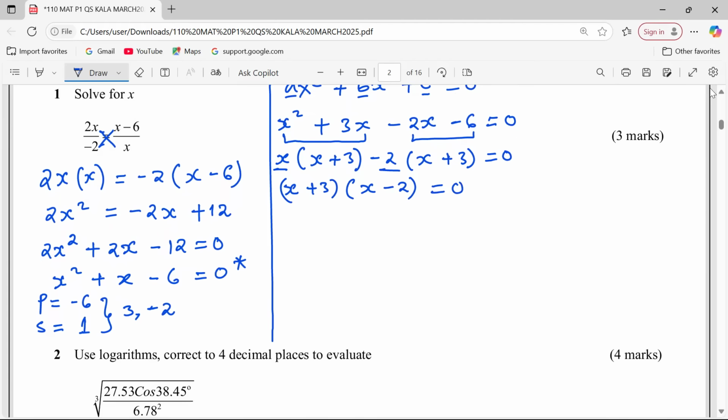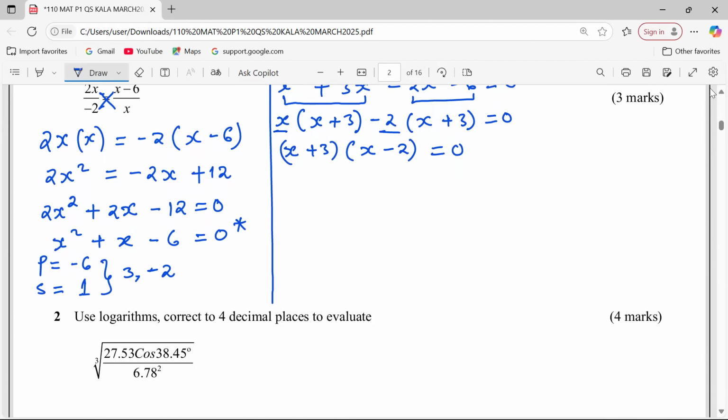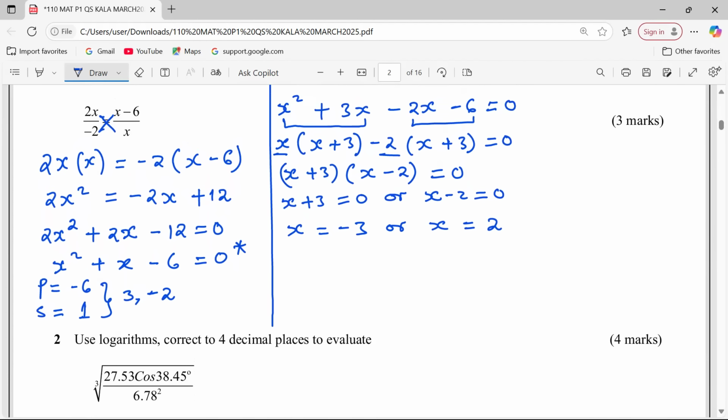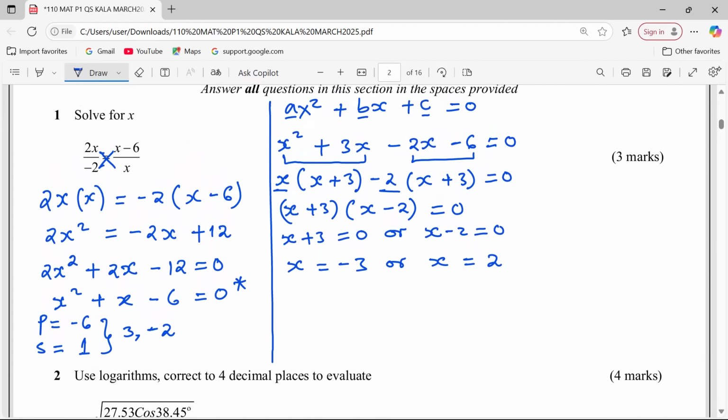This is equal to 0. So now, if x plus 3 multiplied by x minus 2 equals 0, then it means one of the factors is 0, or both of them. x plus 3 equals 0, or x minus 2 is equal to 0. From the first, x equals -3, or from the second, the value of x equals +2. So now we are through with solving and finding the value of x.